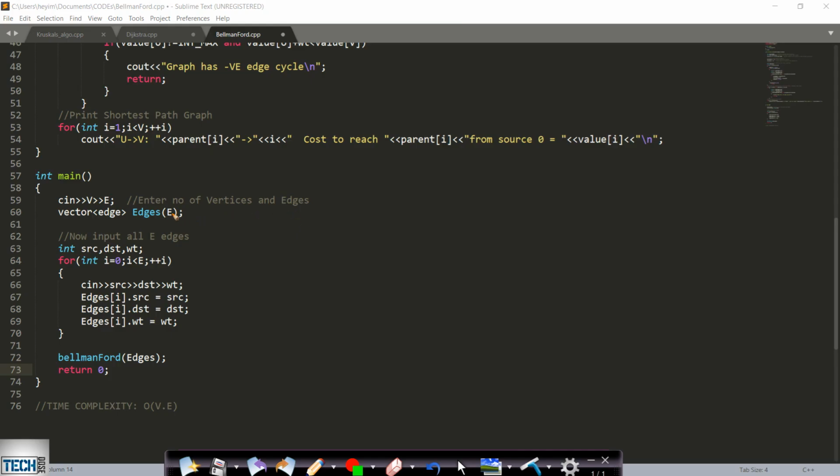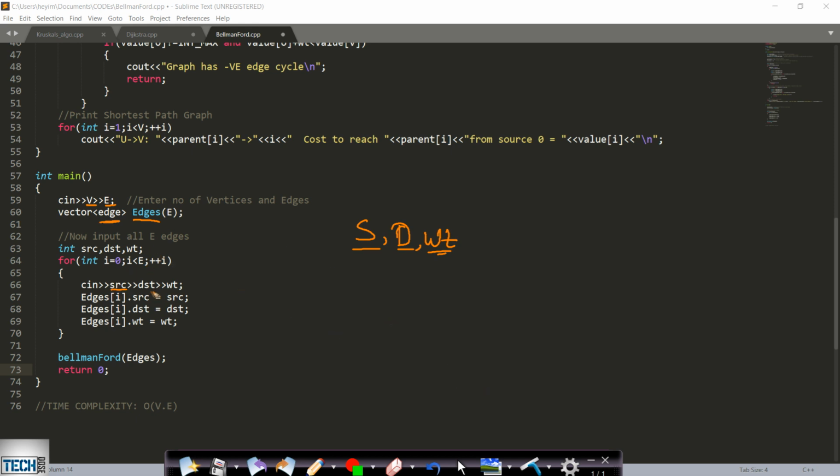So this is the code for the Bellman-Ford algorithm. In this case, I will be taking number of vertices and number of edges. And I have already declared an edge structure which will be having 3 values: source, destination, as well as the weight values. So this is a structure named edge. It is given at the beginning of the program.